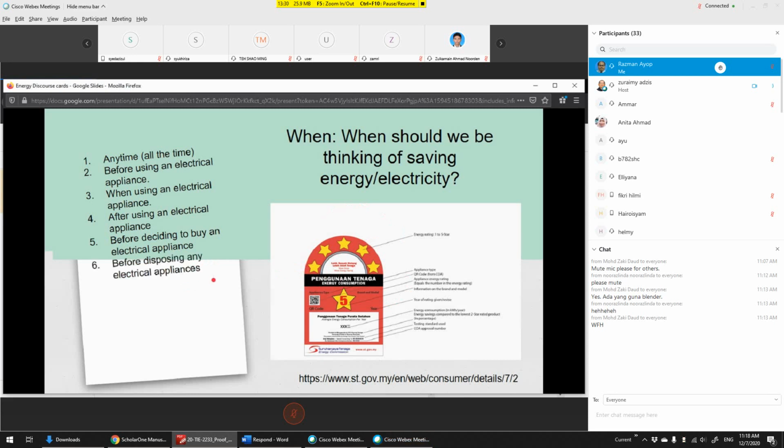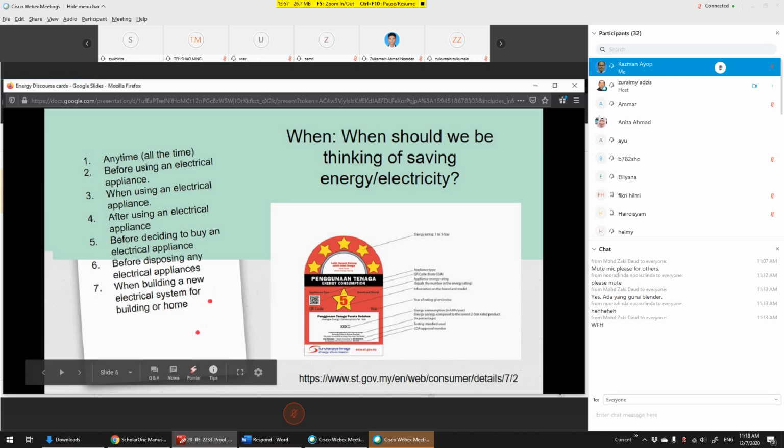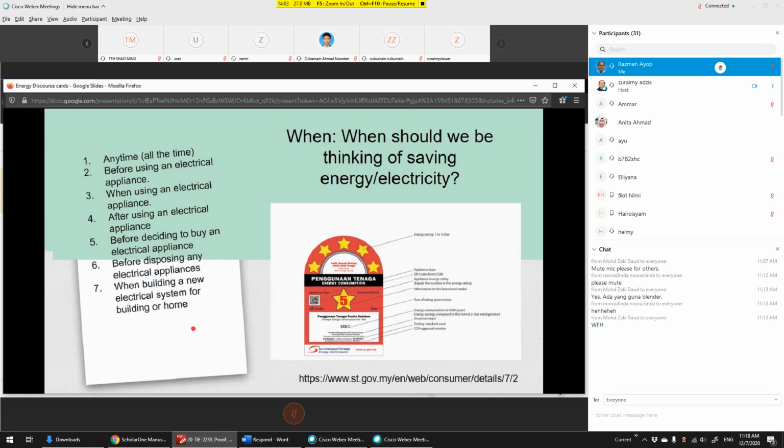Next, before you dispose of any electrical appliances, you also have to think, because whenever you dispose of an electrical appliance, you have to buy a new one. So when building a new electrical system for your home, or maybe you have a new building, who knows, you are a very rich guy and you have your own building, think about the electrical system so that you don't waste energy to operate your building.